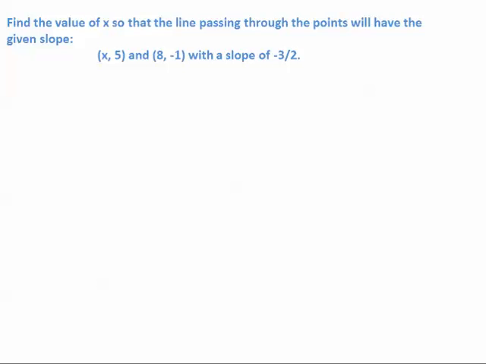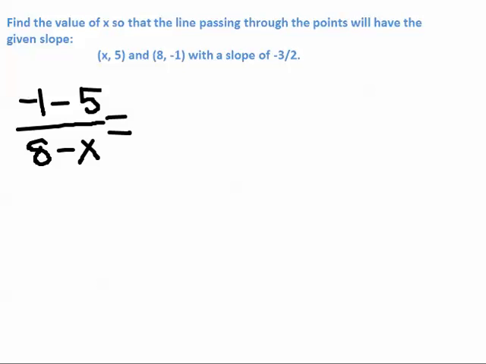All right, this one is a little bit tricky. It's a little different. They want you to find the value of x so that these points will have a slope of negative 3 over 2. Set it up in your formula, like what we've always been doing, our y2 minus y1, so negative 1 minus 5, over our x2 minus x1. So I have 8 minus x. And they told me that my slope is a negative 3 over 2.